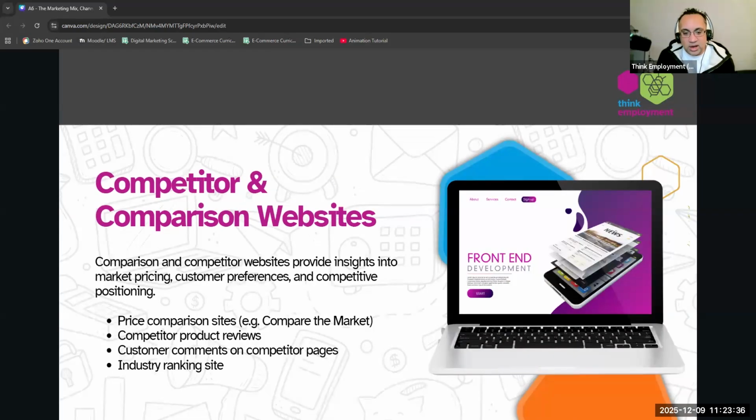Then if you're getting insurance, you might go to comparethemarket.com and look at insurance. So competitor pricing is important to understand. If you as a marketer have a product, you need to understand what your competitors are pricing their products at. And that is also digital information that is valuable. So comparison and competitor websites provide insights into market pricing, customer preferences, and competitive positioning.